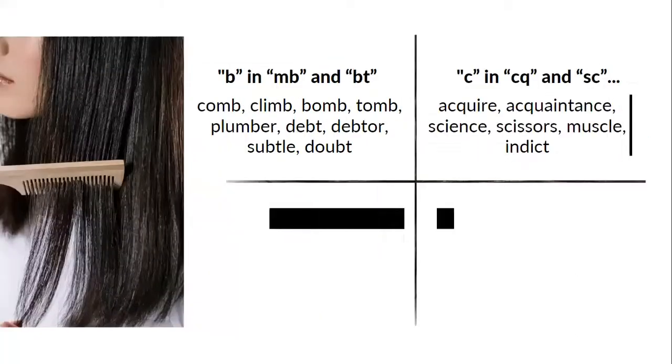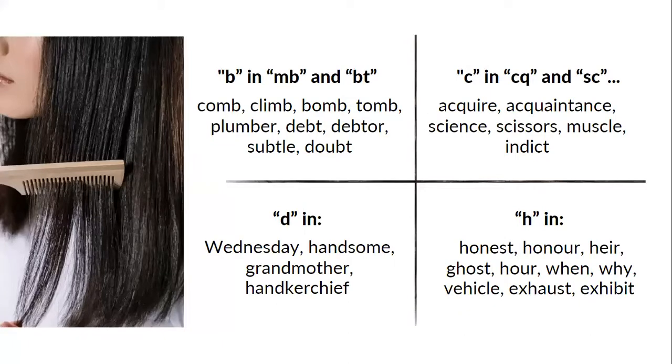So we look at letters that can be silent in words. The first one is B. Letter B is silent whenever you have it in MB and BT. That is, if M comes before B, usually towards the end of a word, or B comes before T, the B would be silent.